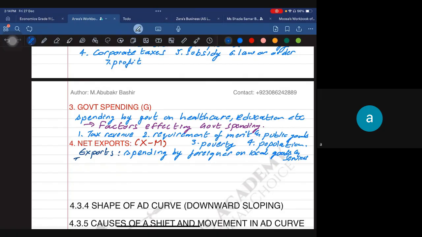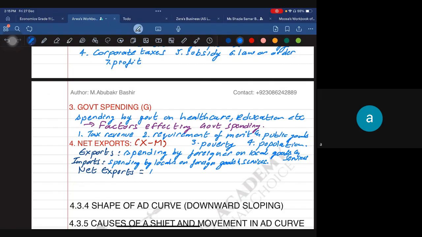And imports is spending by the domestic economy on foreign goods and services. So spending by locals on foreign goods and services. And net exports is when you find the difference, exports minus imports.